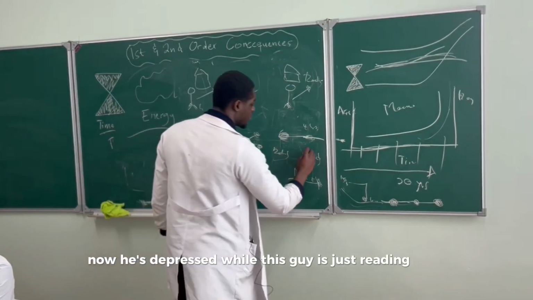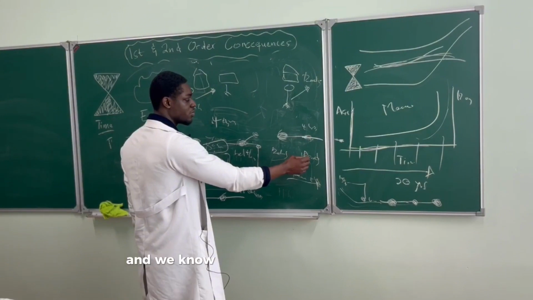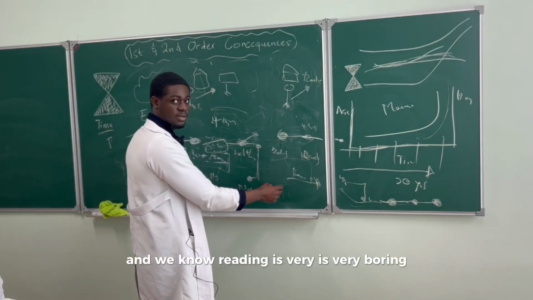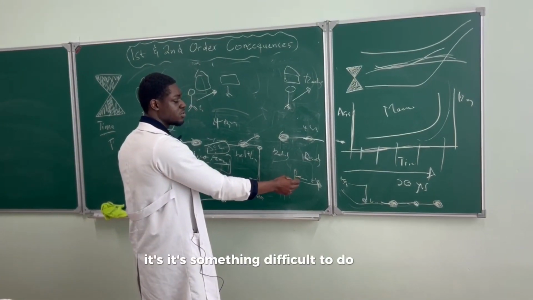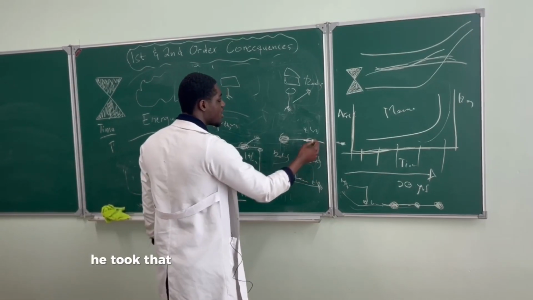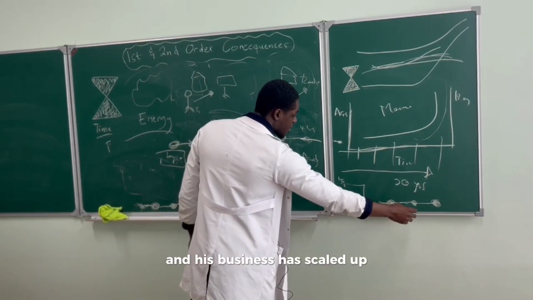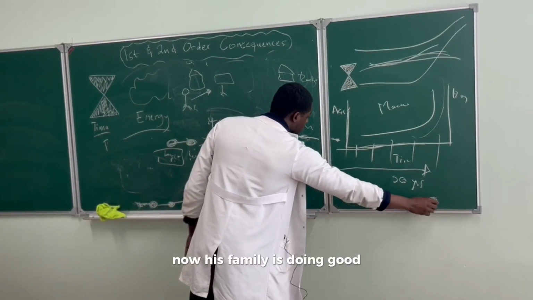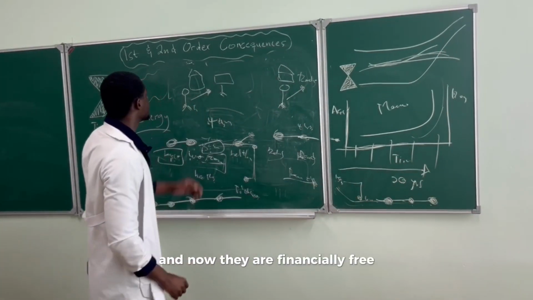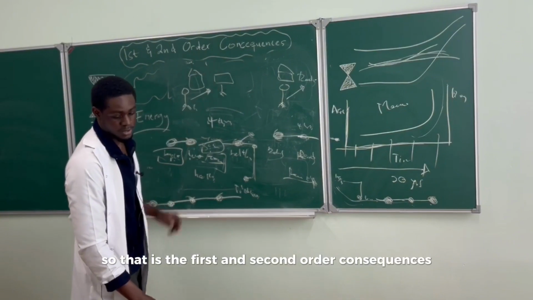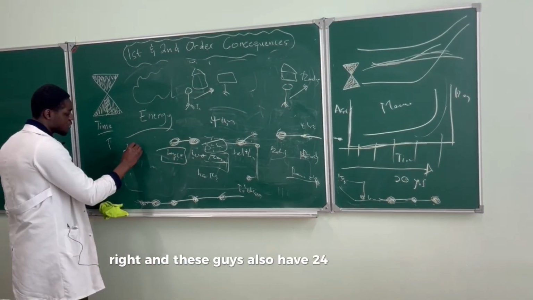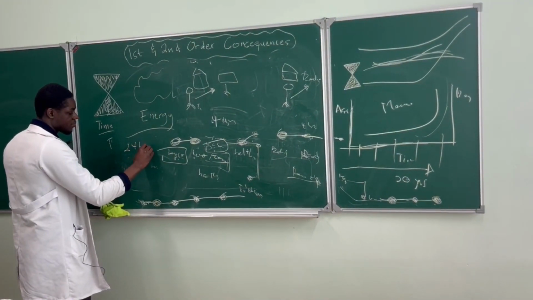While this guy is just reading, right? And we know reading is very boring. It's something difficult to do, right? But he took that on, and now he has gained knowledge, applied it to his business, and his business has scaled up. Now his family is doing good, and now they are financially free. So that's the first and second order consequences, right? And these guys also have 24 hours in a day.